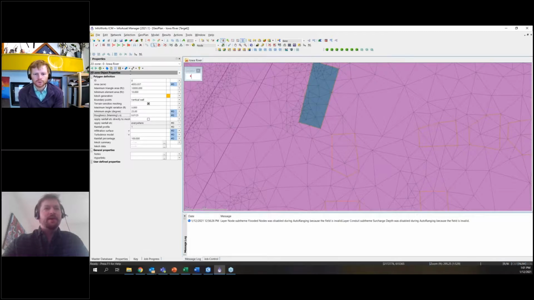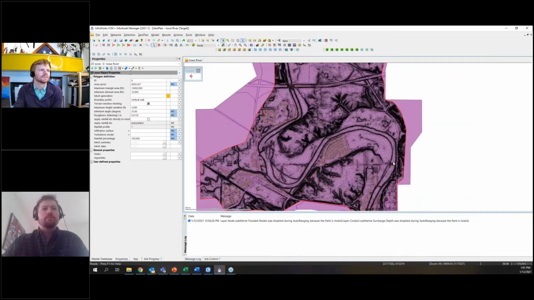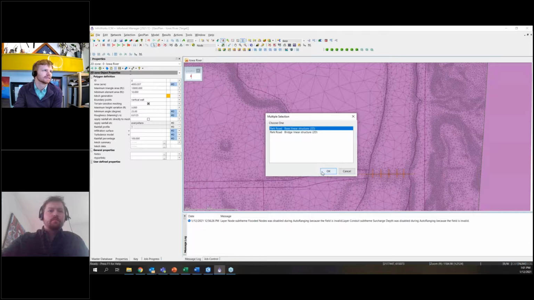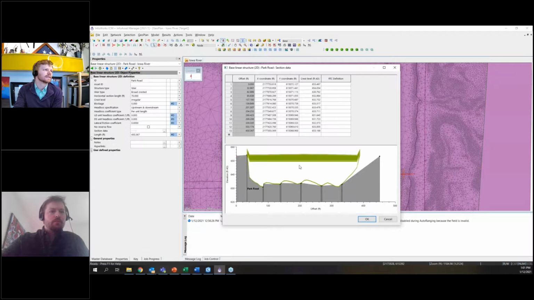We do have one more question. I know we're over time, but how long did it take to build the model? Honestly, not that long. The longest part was putting in the bridges and things like that. I don't think that's ever an easy task. Having to build in the section data, and the roadway profile and different things like that, definitely took the longest amount of time.